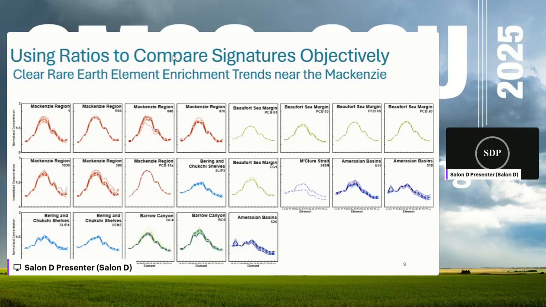So what we did is we developed an index. As I said, we want to see the relative enrichment of medium on light. So we took the ratio between the concentration of the medium rare earth elements over the light ones, and we made an index. Then, to better compare from a spatial standpoint, we use two end members: the Mackenzie region and the American Basin. Depending on the similarity of our signature to one of those end members, we assign a value. I'll show you what it means on the map.